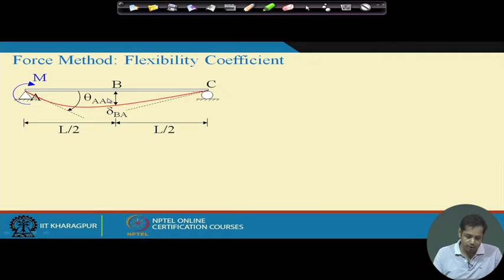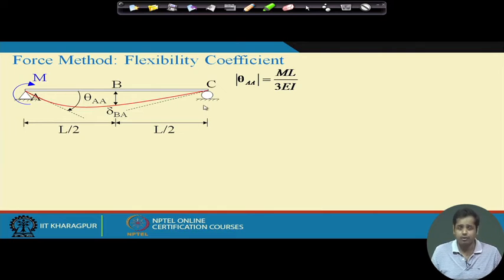Again, please see the notation. Why is it theta AA? Because it is the slope at A due to moment at A. And delta BA, why is it delta BA? It is deflection at B due to moment at A. Okay. So, that is why it is BA. Now, this is a determinate structure. So, if you solve this determinate structure, you will see that theta A is equal to ML by 3EI. Okay, that we know how to solve.